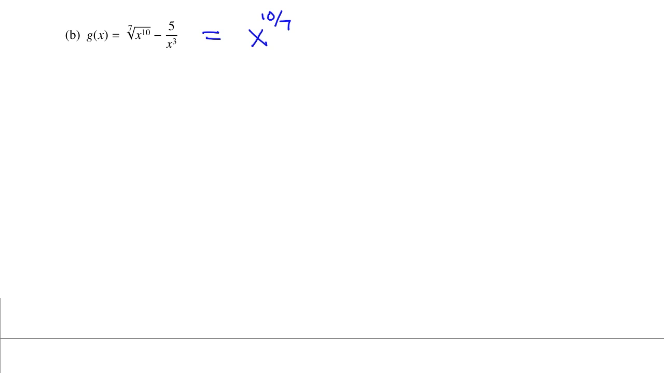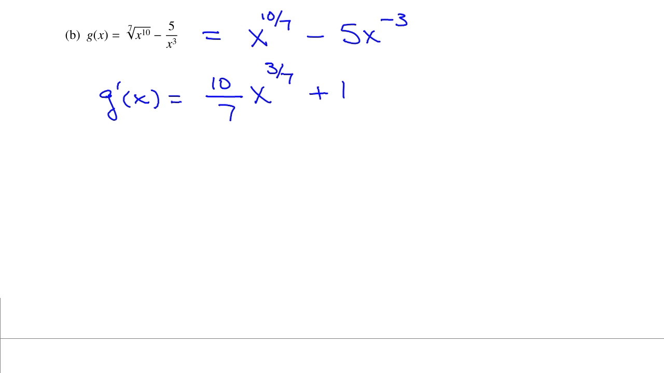Find the derivative of g. So first, we can't do the g yet. We need to rewrite it in fractional exponent form. So that's x to the 10 over 7 minus 5 times x to the negative 3. Now we can take the derivative. So we'll bring this down. So it's 10 over 7 times x to the 3 over 7 plus 15 times x to the negative 4. Then we rewrite this back in the appropriate form. So 10 over 7 times the 7th root of x cubed plus 15 over x to the 4th.